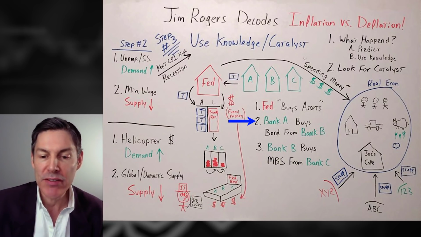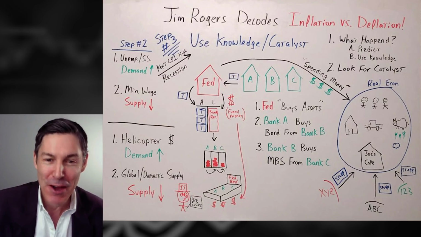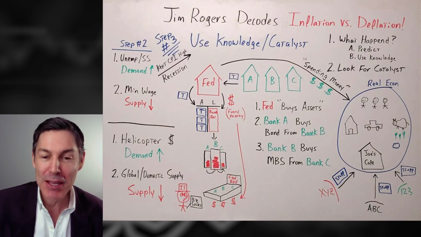Bank A buys a bond from Bank B. Okay, in that transaction, the treasury would go from Bank A's balance sheet to Bank B's balance sheet. But all they would do to pay for the transaction is just transfer bank reserves held at the Fed, or underneath the Fed bed, from Bank A to Bank B.